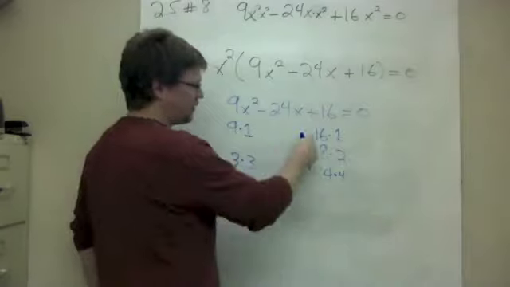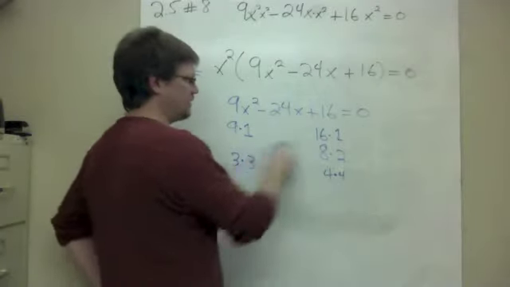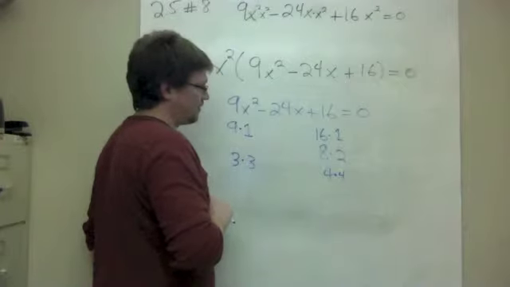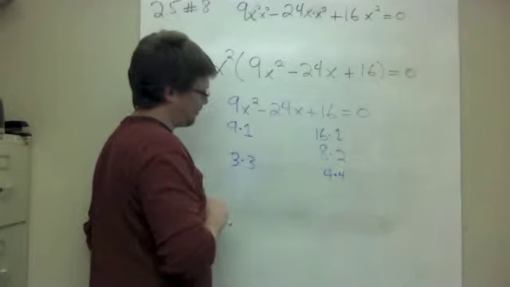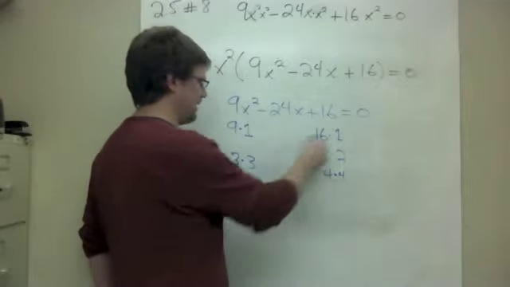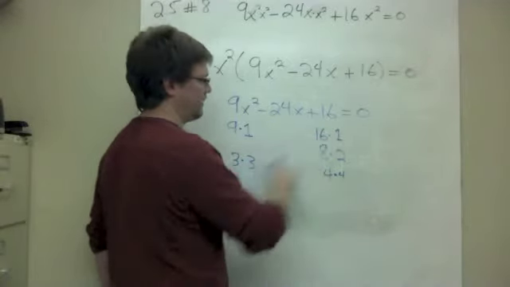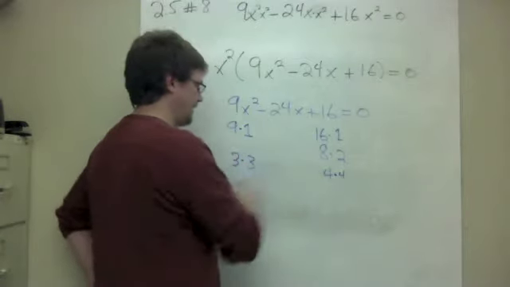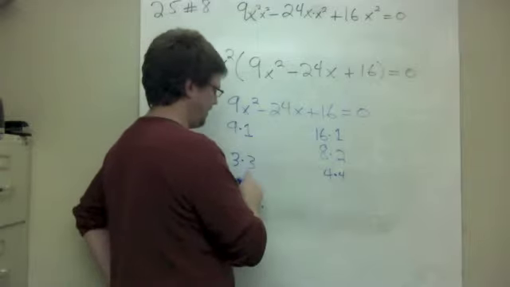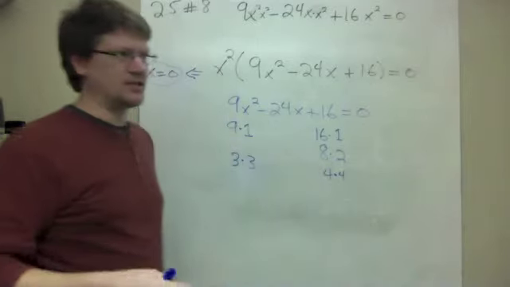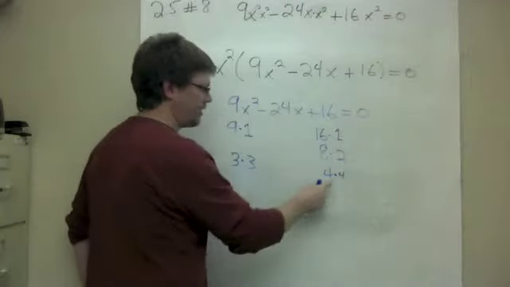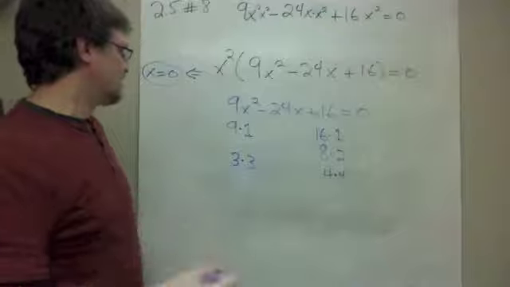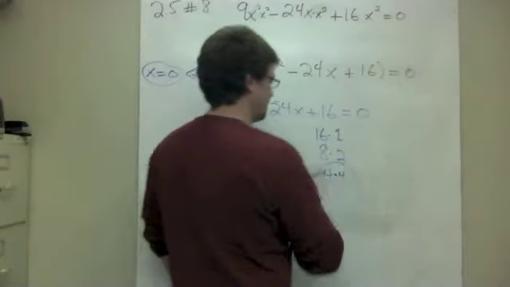What about 3, 3, and 16 and 1? 3 times 16 is, I can't do math with numbers. It's 48. 48 plus 3 is too much. 3, 8, and 2. 3 and 8 is 24 already. 3 and 2 is 6. 24 and 6 is 30. Right, so that's not going to work. But 3 and 4 is 12. 3 and 4 is 12. 12 plus 12 is 24. So it looks like that's my combination.